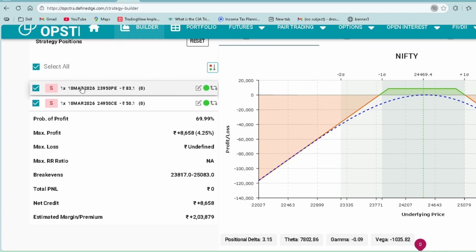So the question is, why do traders still use this strategy? Even with risks, many traders use this strategy because most of the time the market moves sideways. Time decay works in favor of the option sellers. Premium from both options increases income potential. That is the main reason.